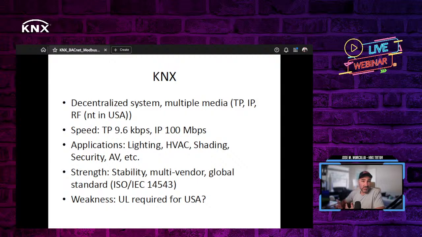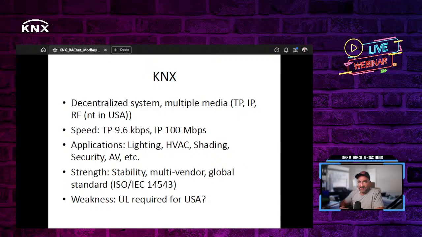So the strength of KNX is, first of all, stability. KNX is 35 years in the market. It's a well-established protocol, and it's multi-vendor. That means that it's not linked to any company. It's not Siemens, it's not Schneider Electric or ABB or MDT. It's multi-vendor, and it's a global standard. It's accepted as a global standard, worldwide recognized, and you have here some recognitions, not just in the USA.